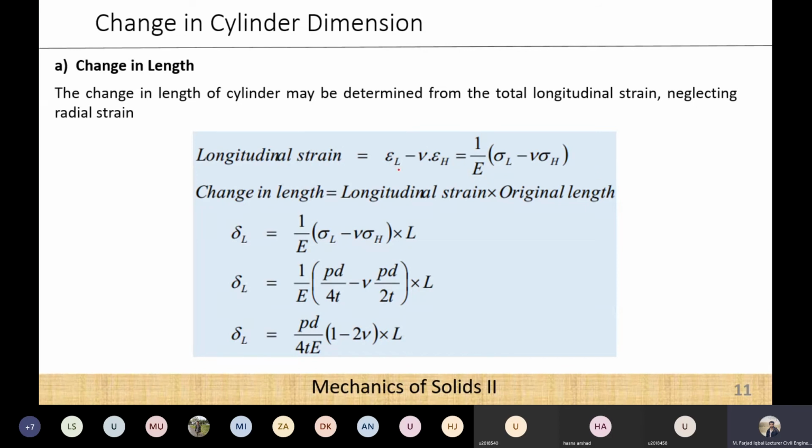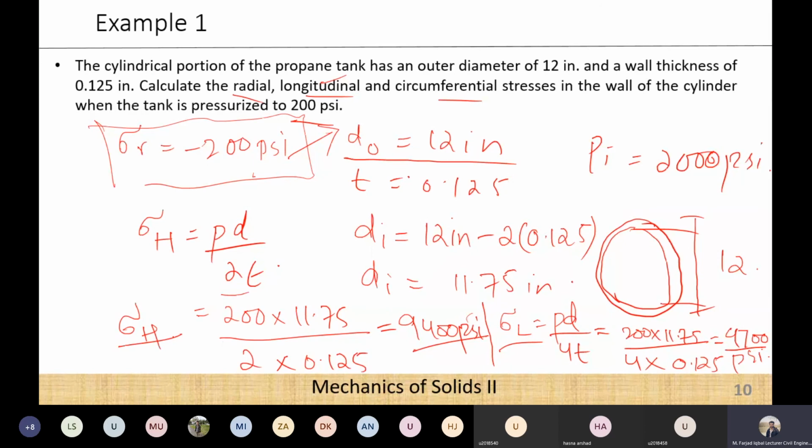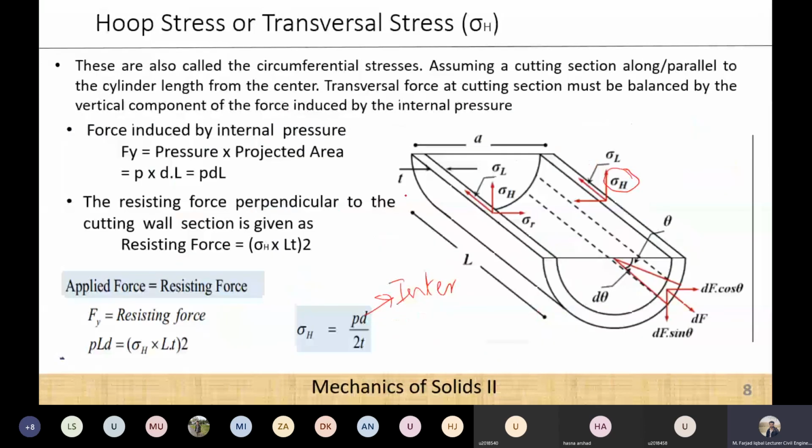So the first strain, or the first deformation, that we are going to study is the change in length. Now, if you see this figure, this longitudinal stress is causing the change in the length of the cylinder.